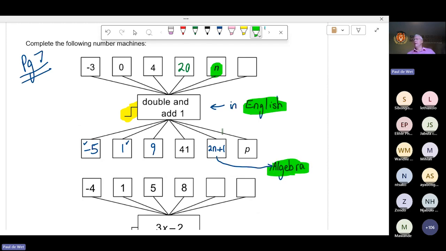And guys, I know lots of you are saying, why n? What is n? N can be any number. If n is 4, you double 4 and add 1: 2 times 4 plus 1. If n is 20, 2 times 20 plus 1. Okay. What if I want to go from here up to here?